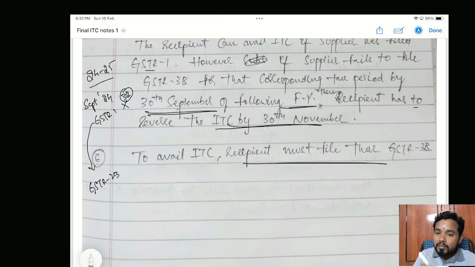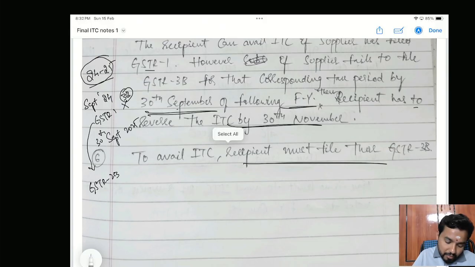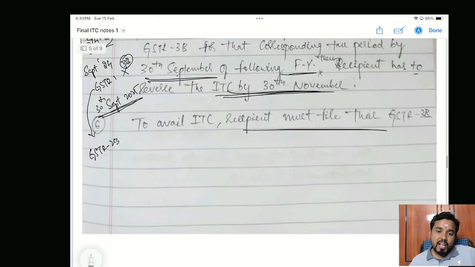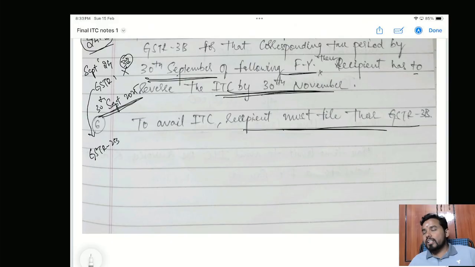Now, what is the maximum time allowed for the supplier to pay this tax? For 24-25, the maximum time allowed was 30th September 2025. For September 2024, or for the entire financial year 24-25, the maximum time available to him for the payment of the tax was 30th September 2025. Okay. Now, if the supplier had not paid the tax, then you have to reverse the ITC by 30th November. By 30th November, you have to reverse the ITC. Next one, to avail ITC, the recipient must file the GSTR 3B. Okay. So, these are the total 6 conditions.